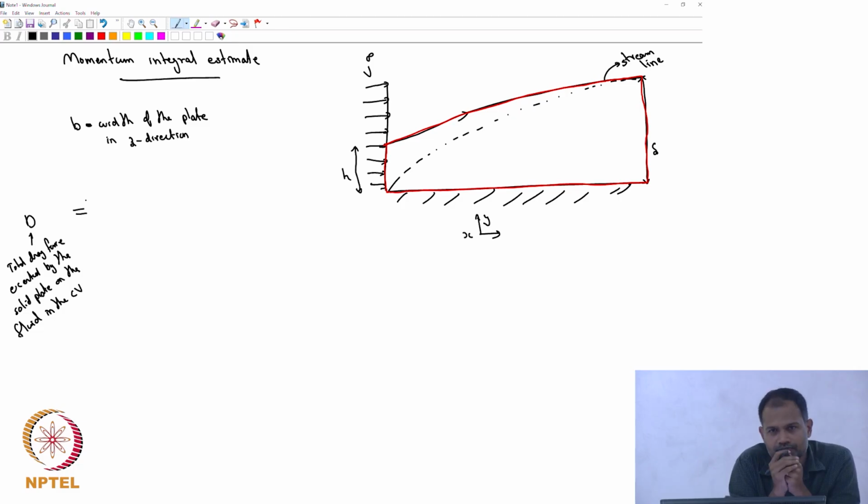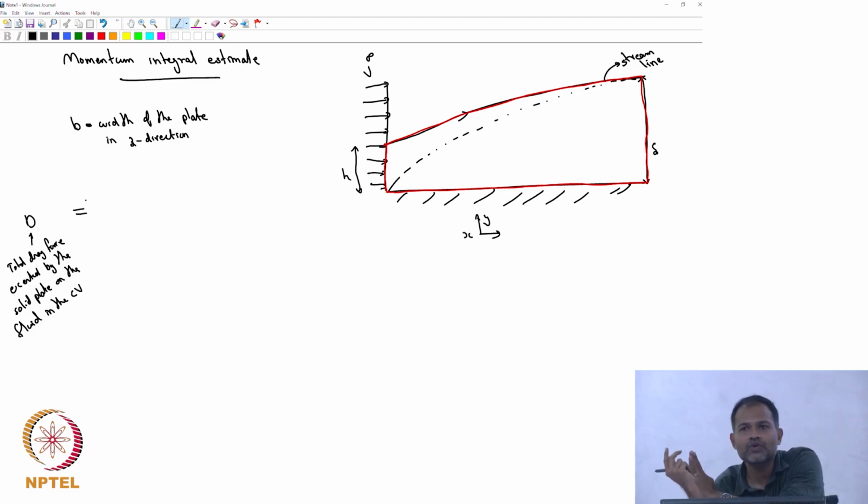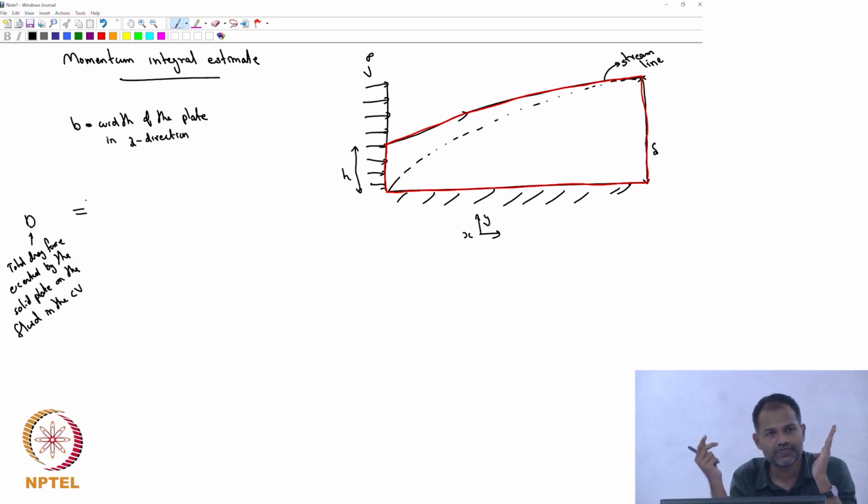There are only two places where the fluid is coming in and leaving. The fluid is coming from the left hand side through a height of h. The fluid is leaving through the height delta. Since I have chosen a streamline, there is no fluid flow across the streamline, so there is no flow through the top part. The bottom part is a solid plate, so there is no flow through the plate. So I only have to worry about the fluid entering through h and the fluid leaving through delta.